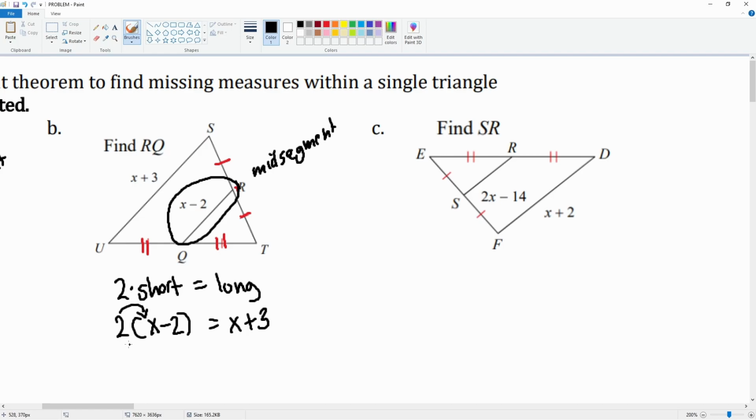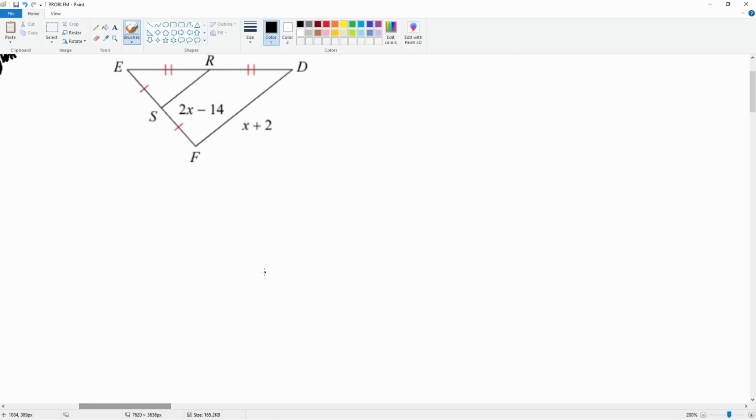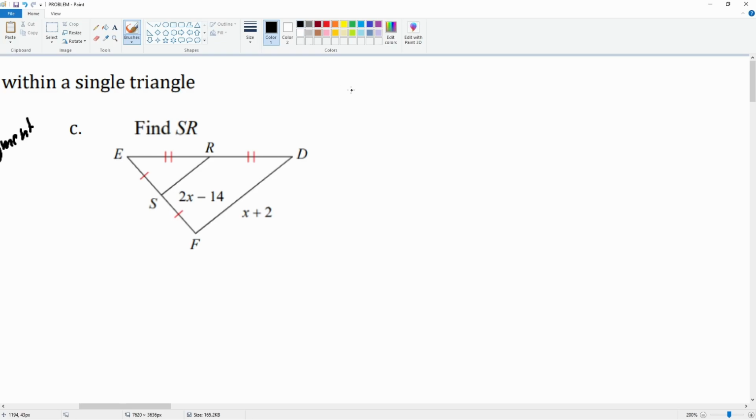Now we can distribute. 2 times x is 2x. 2 times negative 2 is negative 4, is equal to x plus 3. Subtract x from both sides. You get x minus 4 is equal to 3. Add 4 to both sides. This cancels. x is equal to 7 because 3 plus 4 is 7. And the last one, which is C, you're going to find S.